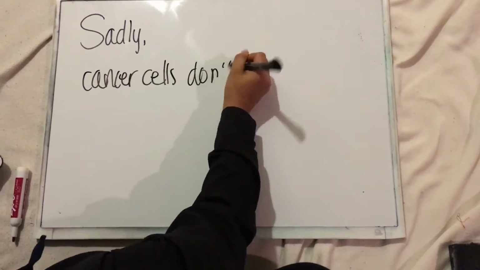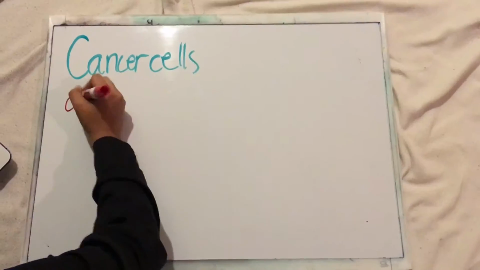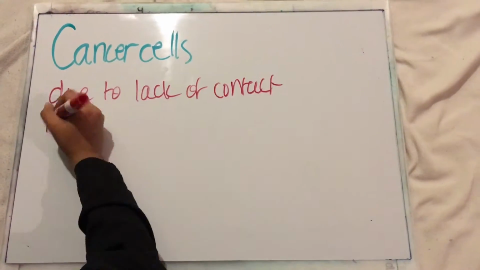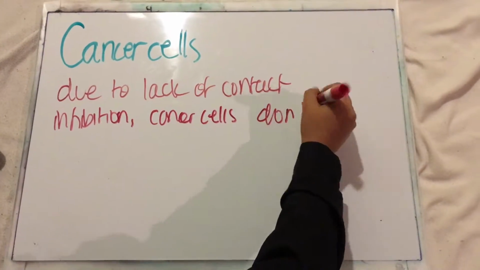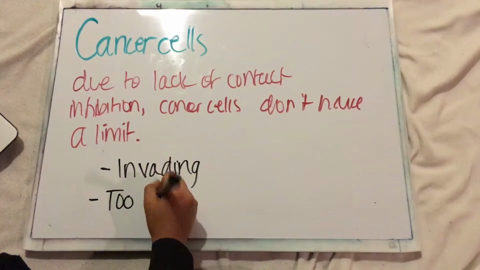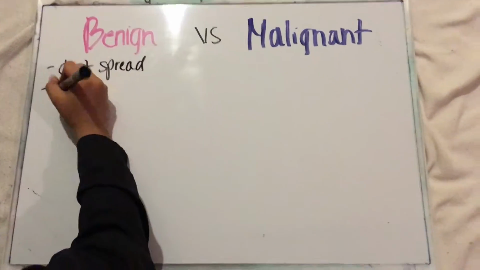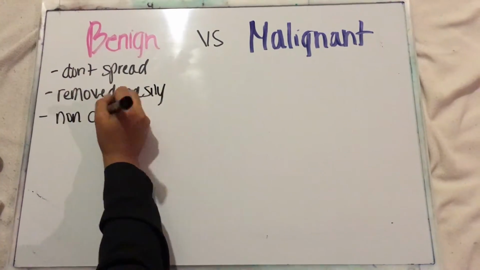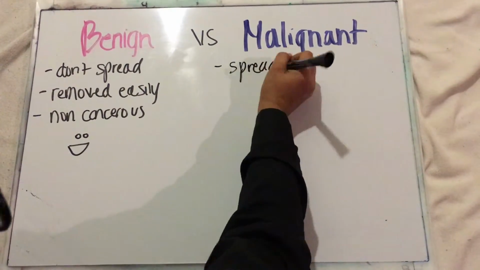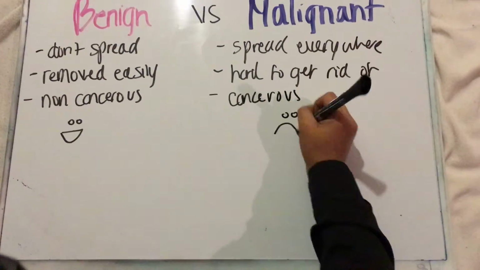Unfortunately, cancer cells are unable to respond to such control mechanisms. Cancer cells lack contact inhibition, which causes them to keep growing for no reason, basically. They start invading other tissues and keep growing when they don't need to. Benign tumors don't spread and are removed very easily and are non-cancerous. Malignant tumors spread everywhere and are hard to get rid of and are cancerous.